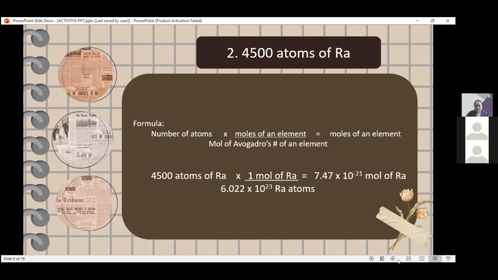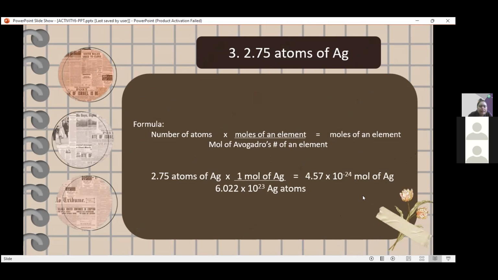Next. Okay, so this one naman is 2.75 atoms of silver. So 2.75 divided by 6.0221 times 10 raised to the power of 23 is 4.57 times 10 raised to the power of negative 24. Okay, this one is also correct.